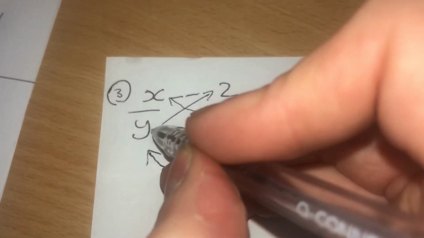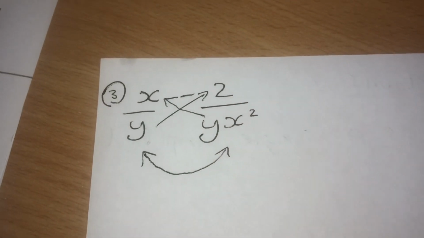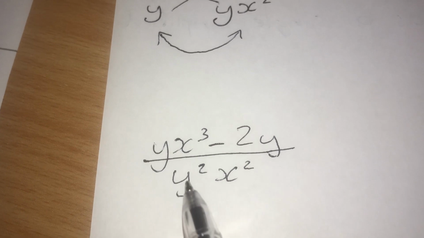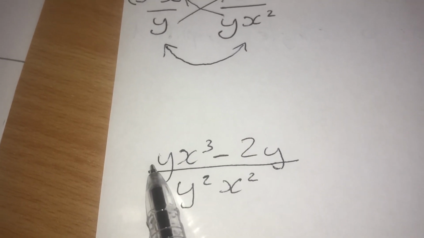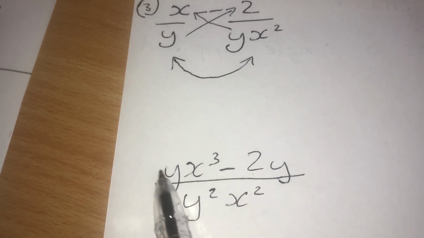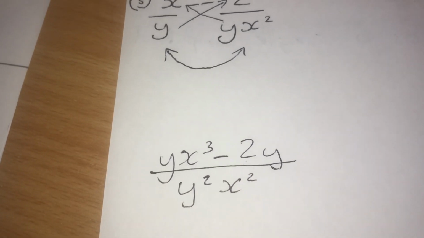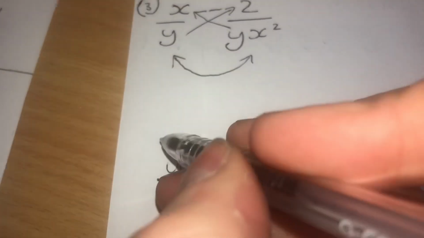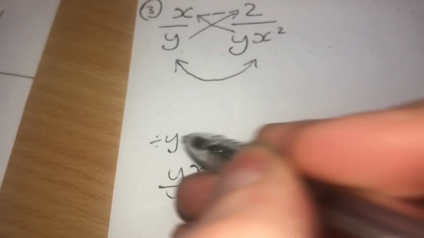cross multiply the other way, y times 2, which gives me 2y. And again, in this question, there's no common factor in terms of the coefficients of each. So I have a 2, a 1, and a 1, so there's nothing I can divide by there. However, I can take a y out of all three terms, so I can divide across by y to simplify.